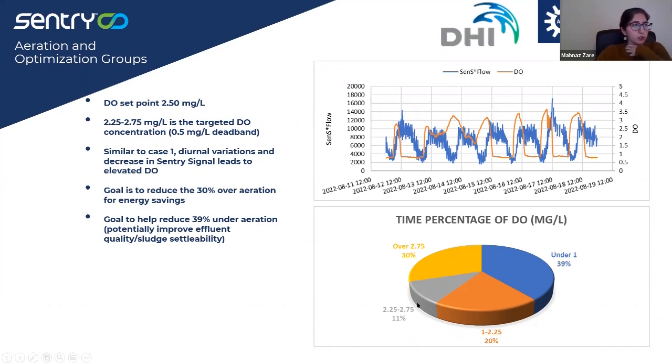The bottom chart is showing time percentage of DO. 39% of the time it is under 1 milligram per liter. 30% of the time it is over 2.75 milligrams per liter. So we estimate the goal is to reduce the under aeration times and reduce the over aeration times as well.